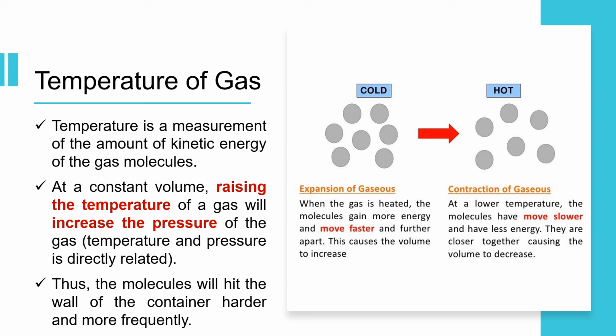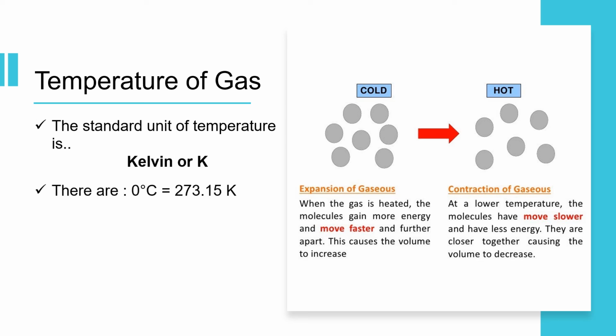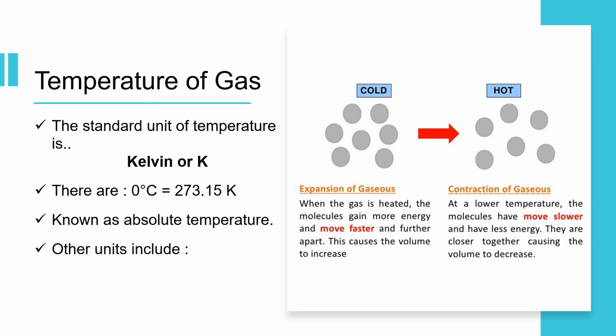But at a lower temperature, the molecules move slower and have less energy. They are closer together, causing the volume to decrease. The standard unit of temperature is Kelvin. 0 degrees Celsius is equivalent to 273.15 Kelvin. It is known as absolute temperature. Other units of temperature include degree Celsius and degree Fahrenheit.